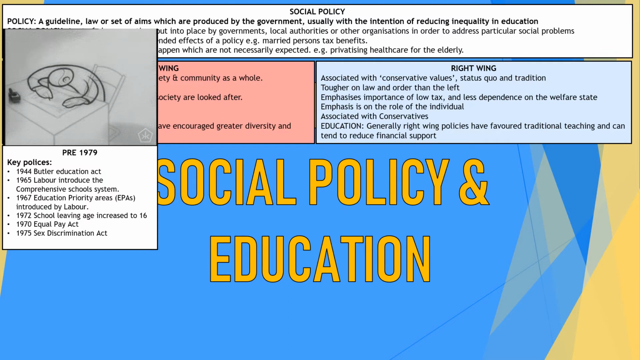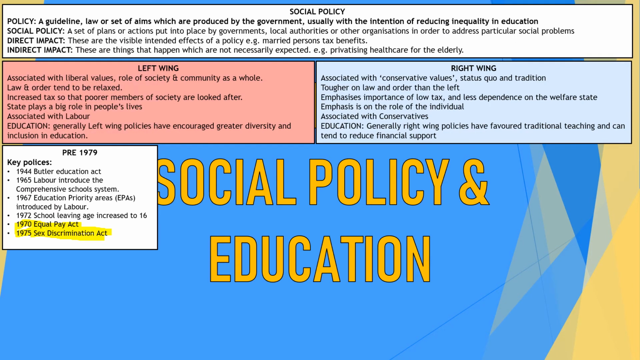As such, before 1979, loads of policies came in that changed education. It was a lot of back and forth between Labour and Conservative in terms of what happened. So the Butler Education Act, the comprehensive system, the tripartite system, which was the Butler education, education priority areas, and as I mentioned before, some of those indirect policies having an impact. So sex discrimination, equal pay, they weren't specifically education minded, but they had an impact on education nonetheless.